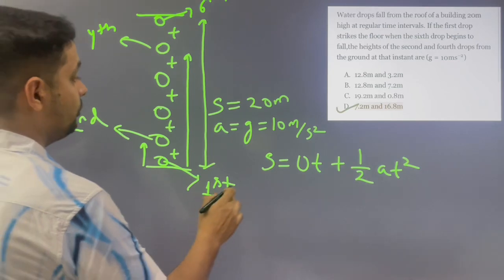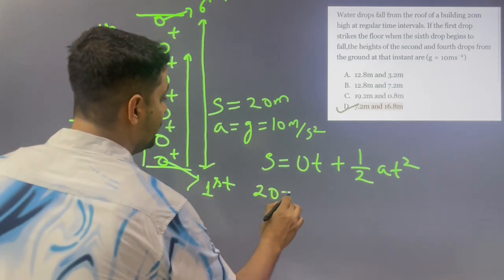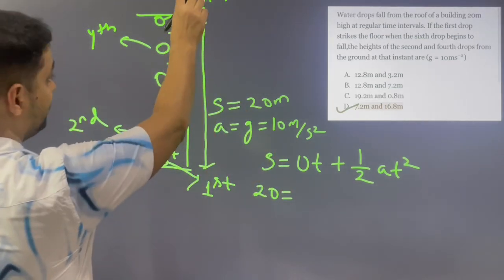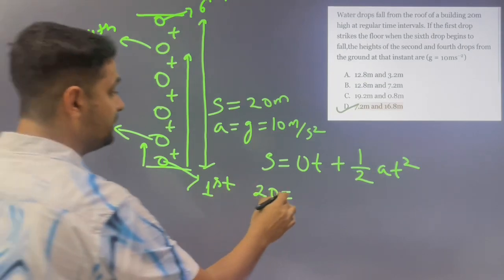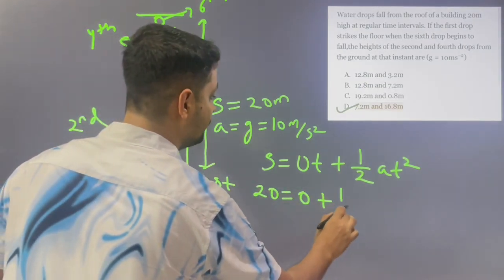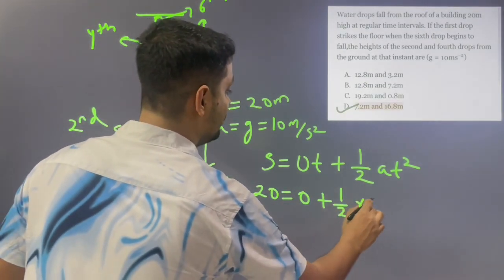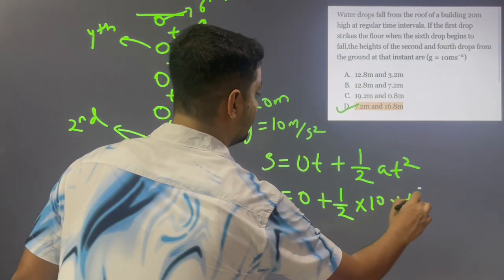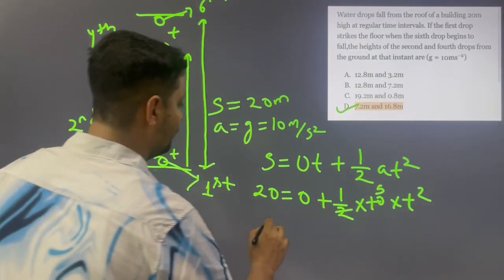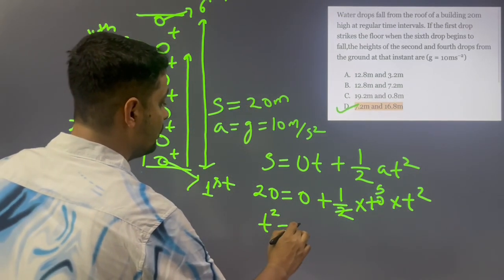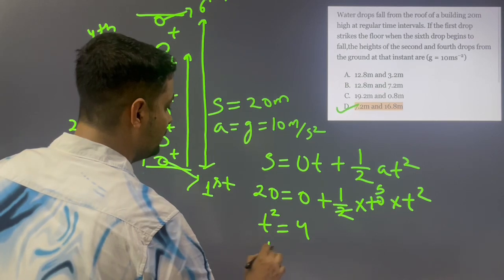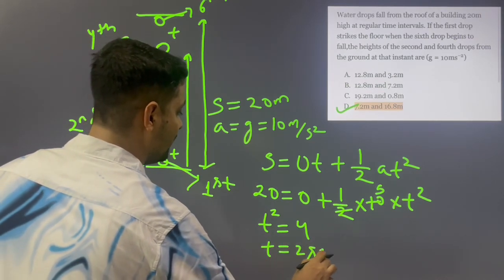Now S is given, what? 20. U is 0. Initial speed is 0, because it gets dropped. So 0 plus half, acceleration is 10, into T square. So here T square will be 4. Then T is 2 seconds. Just try to understand.